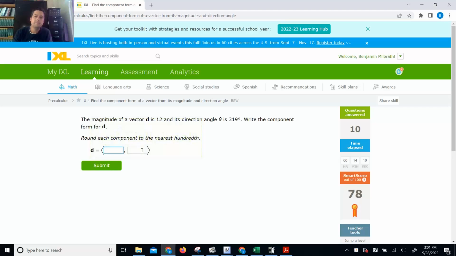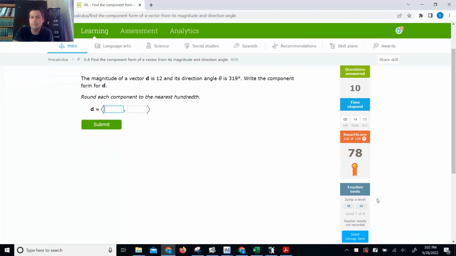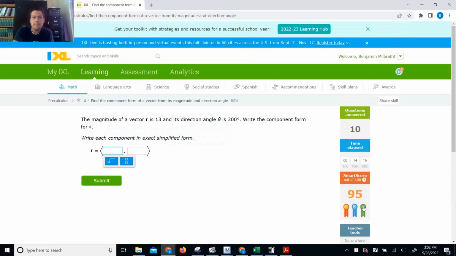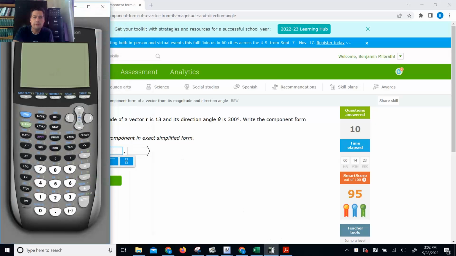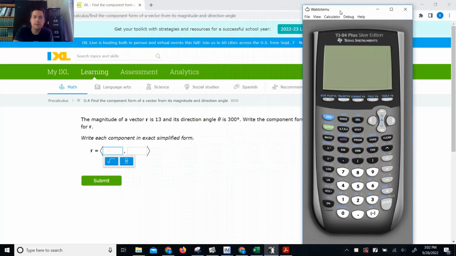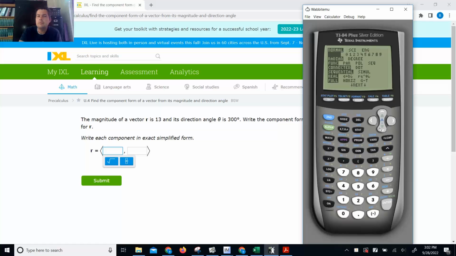Well done. 319 is not going to be any different. So I'm going to bump up to a level. 300 degrees of rotation. Your calculator is going to do that one fine. We'll do it real quick though. I'm looking to see if there's one in here where the calculator is going to be an actual issue.